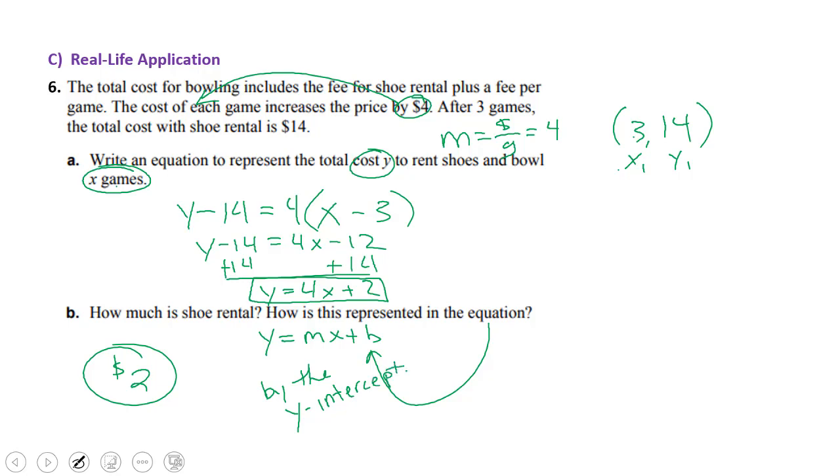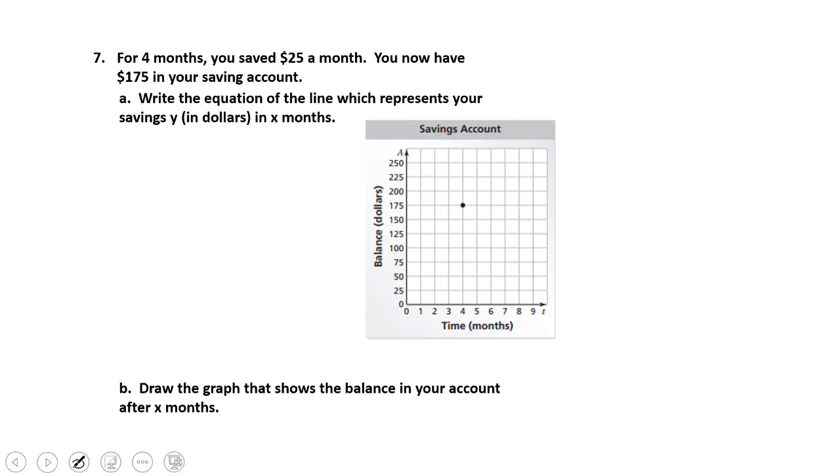All right? I hope that makes a little bit of sense. Moving right along, we're going to do it again. It says for 4 months, you saved $25 a month. You now have $175 in your savings account. We're going to do a couple things here.